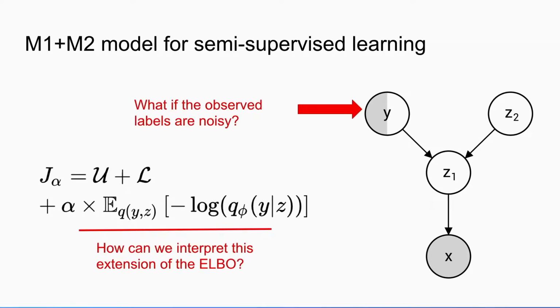So there are two issues with this model. The first one is we know that in real life, labels are most of the time noisy. This model performs very well when the labels are correct, but is not necessarily robust to noisy labels. And also, we'd like to know if we can get a probabilistic interpretation of this extension of the ELBO, because the strength of the variational autoencoder framework is precisely to have a probabilistic motivation for every term that you optimize. And we'll see that actually those two questions are linked.